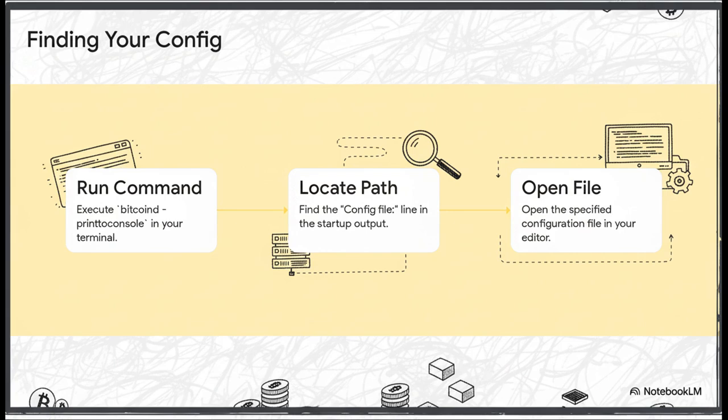So just to recap, it's really a simple three-step dance. First, you run the command. Second, you scan the output for that one crucial config file line. And third, you open that exact file path in whatever text editor you like to use. Easy as that. Okay, now we get to the really fun part.